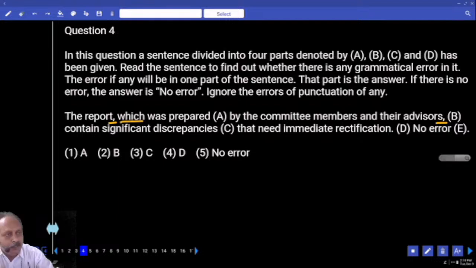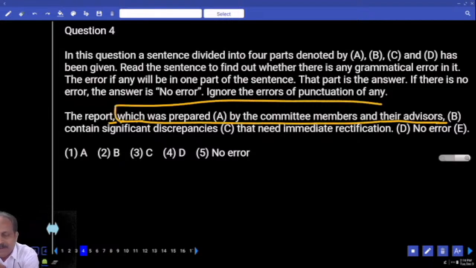That means this is, and underline the word which also. It's a relative pronoun. What are the relative pronouns? Which, that, and also who, all these. And which was prepared by the committee members and their advisors. Tell me, is this a main clause or subordinate clause? Please write subordinate clause or dependent clause.